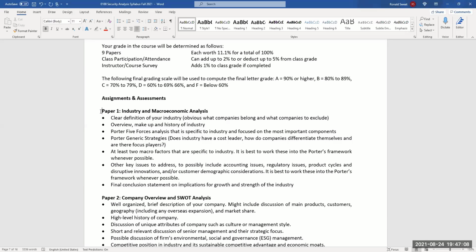So the hardest part is paper 1, which is the industry analysis and the macroeconomic analysis. I used to break those out into 2 papers. We're going to be talking a lot about that first paper starting Thursday night, so you can start getting ready.